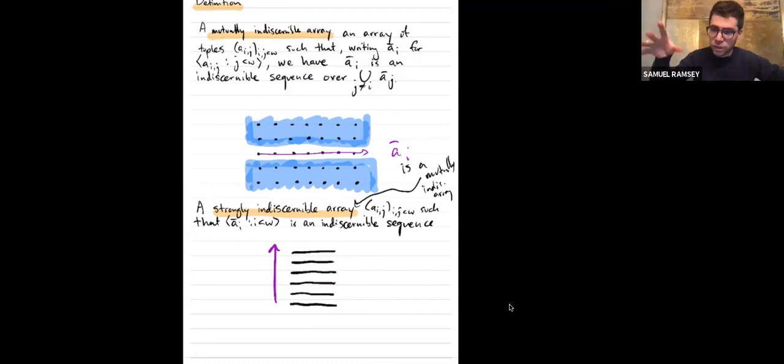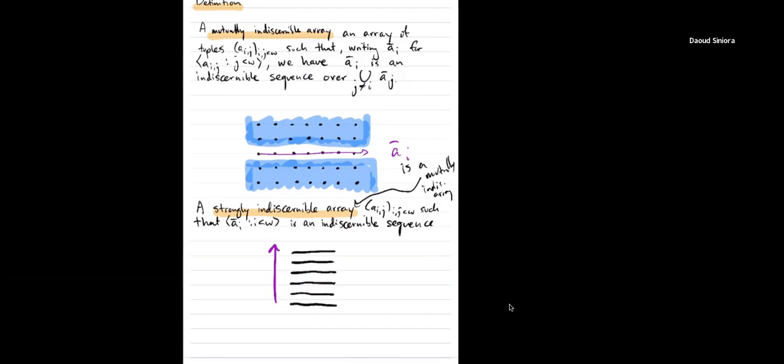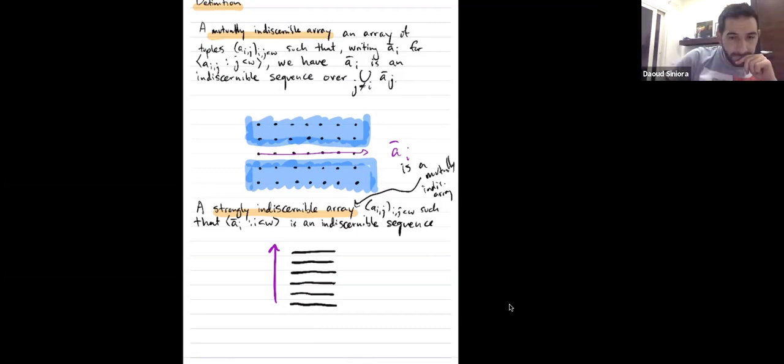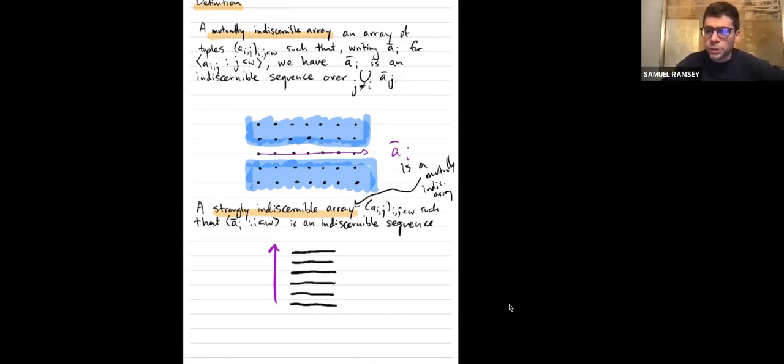So it's like a mutually indiscernible array plus the rows should be indiscernible. Sorry, was there another question?